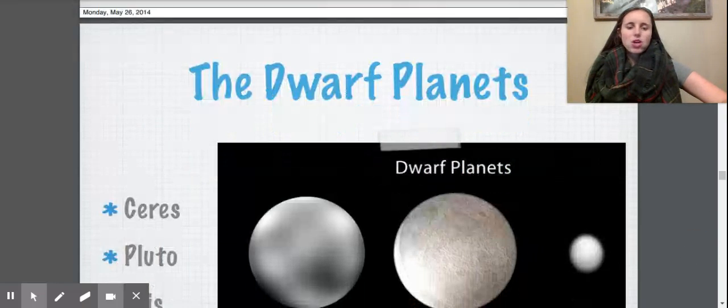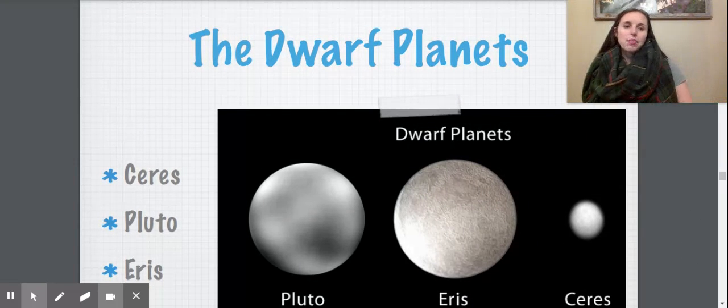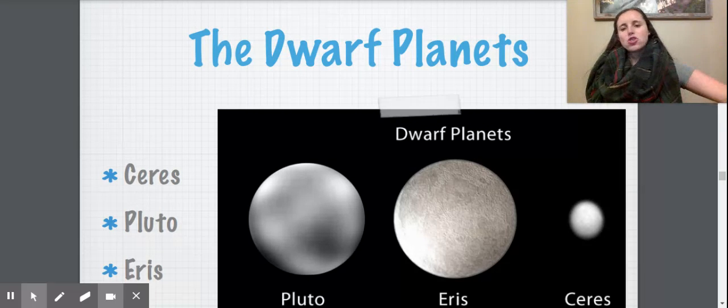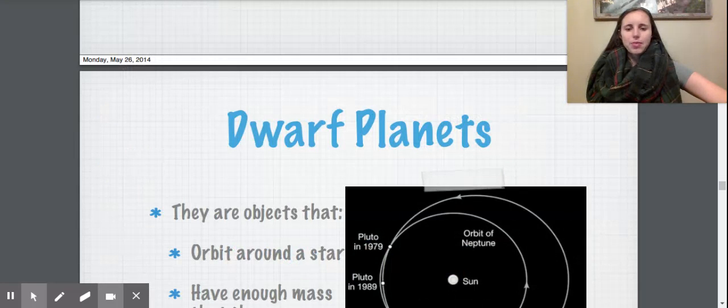There are also these things called the dwarf planets. These dwarf planets are spherical. They do have an orbit. They don't dominate their orbit, so they can't be classified as planets. Instead, they're classified as dwarf planets. So we have Pluto, we have Eris, and we have Ceres over here. They're all considered to be dwarf planets.